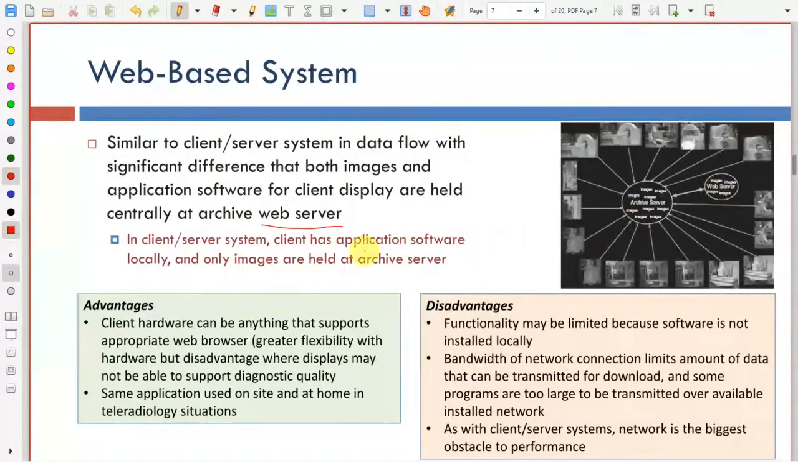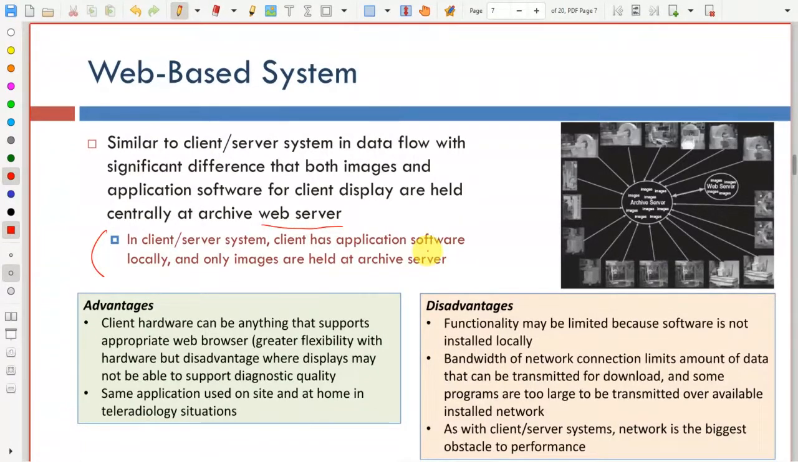Okay. So in a client-server system, the client has an application software locally, and only images are sometimes at the archive server. Because you are inside the hospital, if you have a reading station inside the hospital, you can install that software there. But when you have a hospital license, you're not allowed to give that license to somebody who is working remotely. For example, a consultant who is not affiliated with the hospital. It's just somebody you pay for services, but he's not affiliated with the hospital.